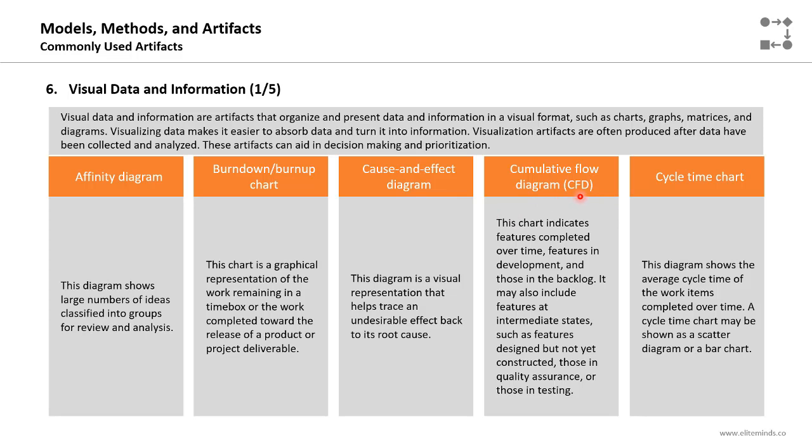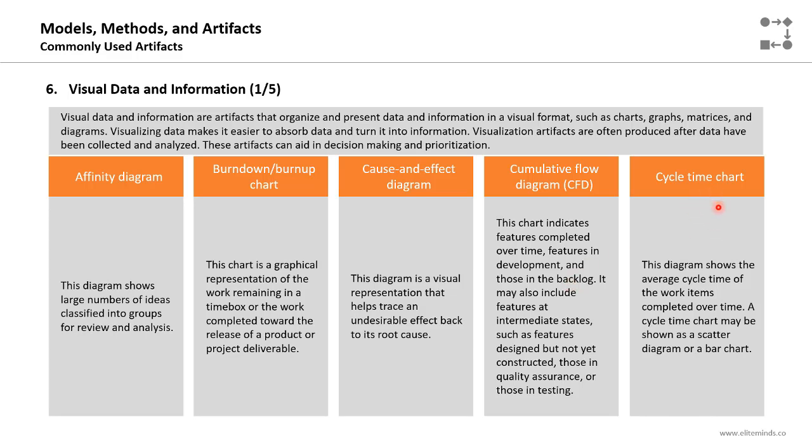Cumulative flow diagram, or the CFD. This chart indicates features completed over time, features in development, and those in the backlog. So it will present three different types of features: the ones that were completed over time, the ones that are currently in development, and the ones that are still in the product backlog. It's usually used in Agile development projects. It may also include features at intermediate states, such as features designed but not yet constructed, those in quality assurance, or those in the testing phase. So cumulative flow diagrams can be useful in order to present the status of the features in the project.